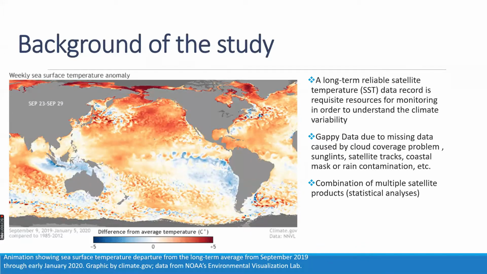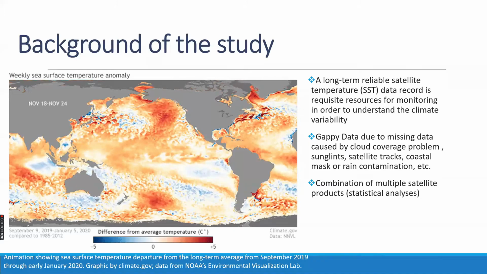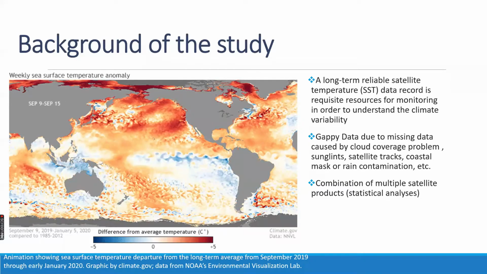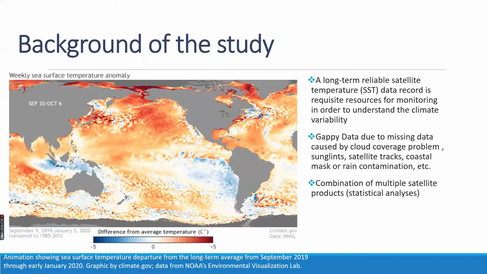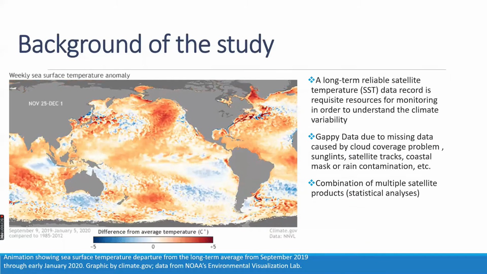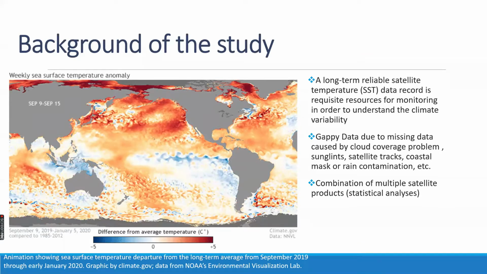The background of this research is that a long-term reliable satellite temperature data record is a requisite resource for monitoring in order to understand climate variability. However, we still find gappy data due to missing data caused by cloud coverage, sun glint, satellite tracks, coastal masks, or rain contamination, which affect the data we have retrieved.